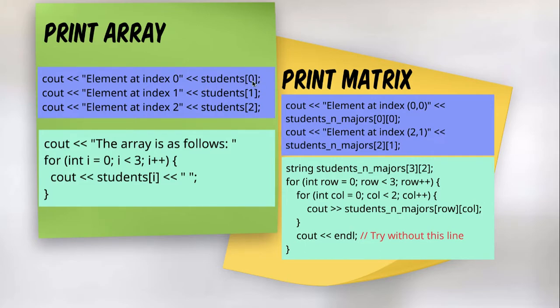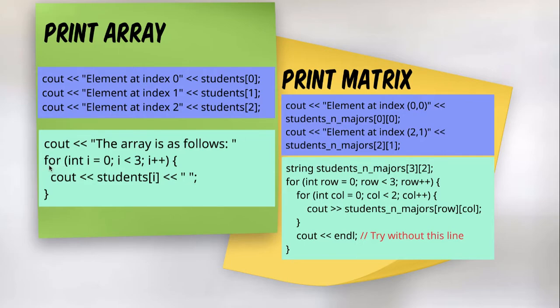So students[0] means you will print the 0th element of the students array. students[1] means you are going to print the 1st element of the students array, and students[2] means you are going to print the 2nd element of the students array. Now you can choose to print the entire array as a whole. In that case, you have to use a for loop.